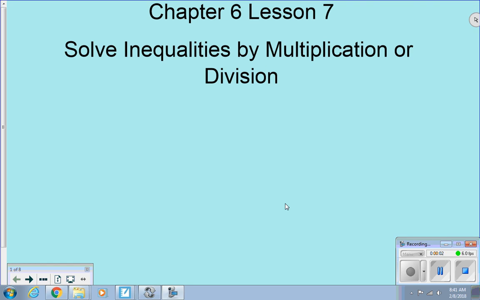Okay, so chapter 6, lesson 7, solving inequalities by multiplication or division. So here's the good news. You already know how to graph. Now we're just using multiplication and division. Yesterday we were doing adding and subtracting. Today we're just going to do multiplication and division. It's very, very, very similar. There's only one rule that's different, and I'll tell you that in a second.